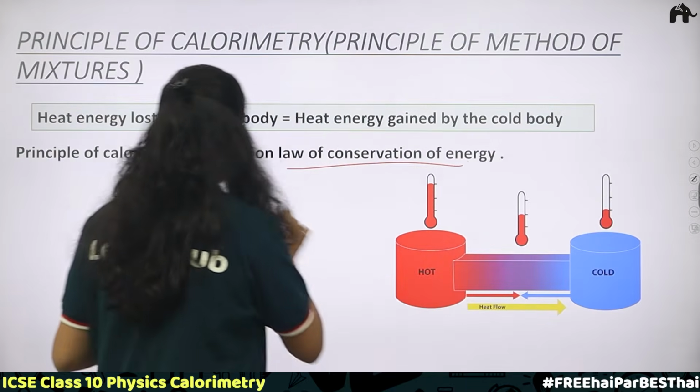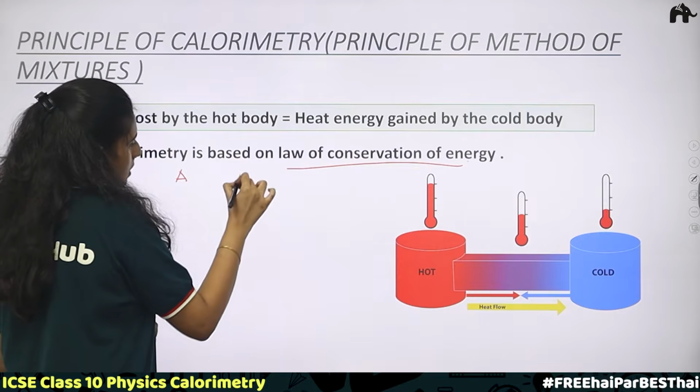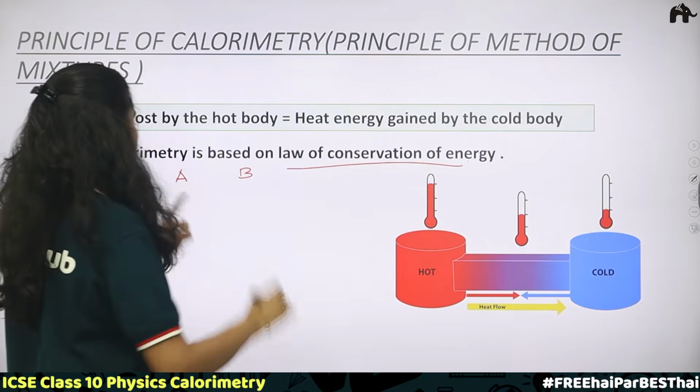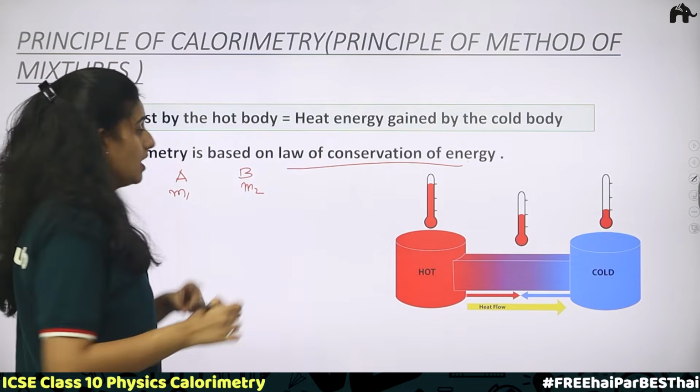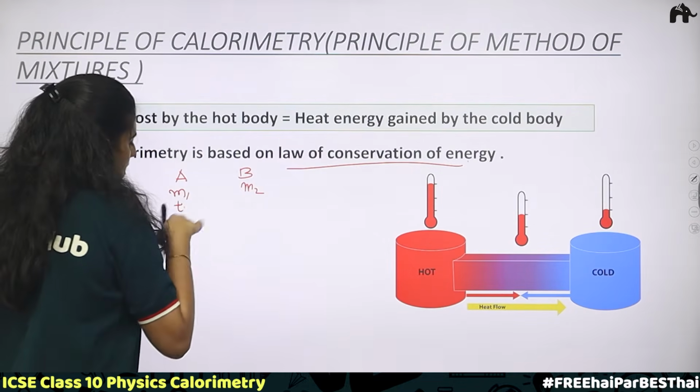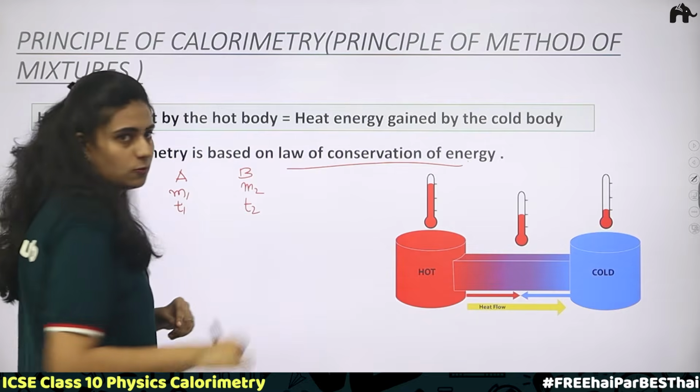For example, if you have two substances A and B. A is of mass M1, B is of mass M2. Temperature of A is T1, temperature of B is T2.